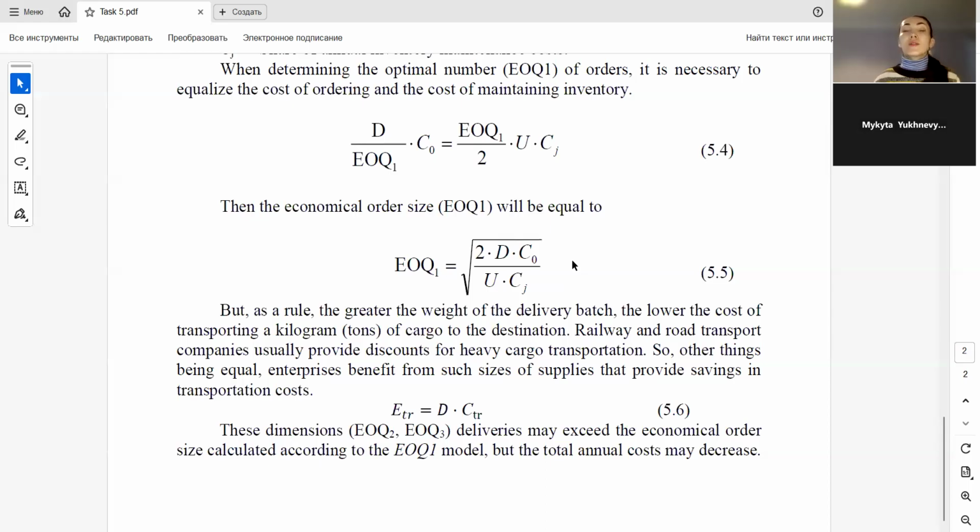And of course, when you calculate it, you could write that it is EOQ1 because it is our first position, our small order. Because the next we will be multiplied it by 1.25 and 1.5 and find EOQ2 and EOQ3. So we will be calculated for three different meanings of economical order size.